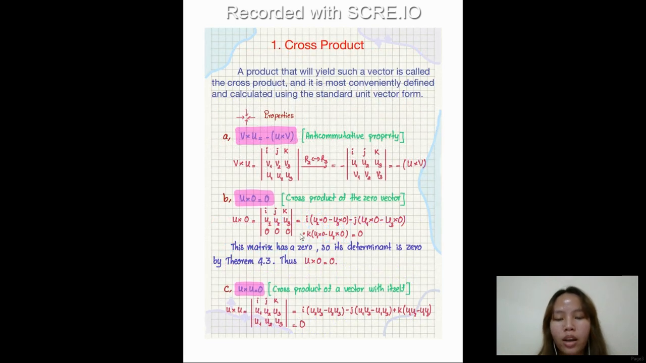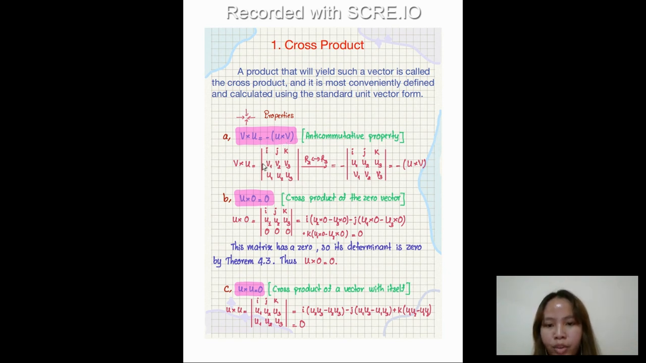For the cross product, a product of such vectors is called the cross product, and it is most conveniently defined and calculated using the standard unit vector form. And here is the property. Property 1, V cross U equals negative of U cross V, and it is called the anti-commutative property. V cross U is not equal to U cross V, because it is not commutative.